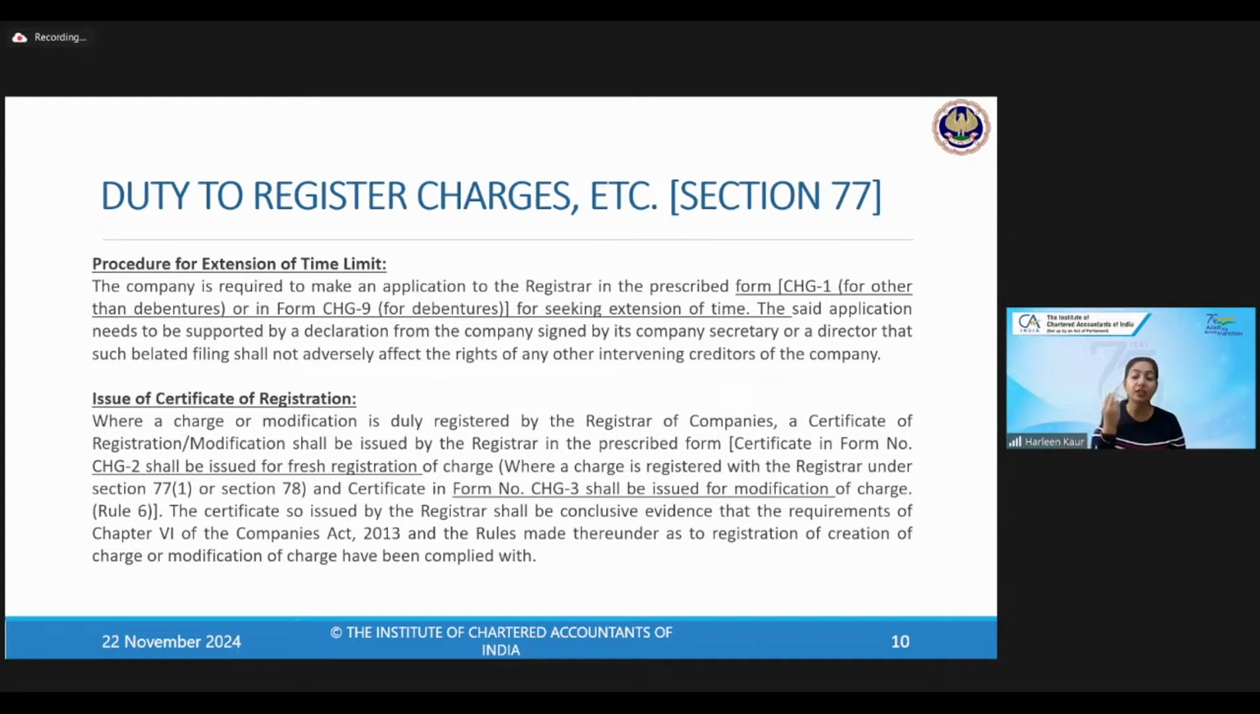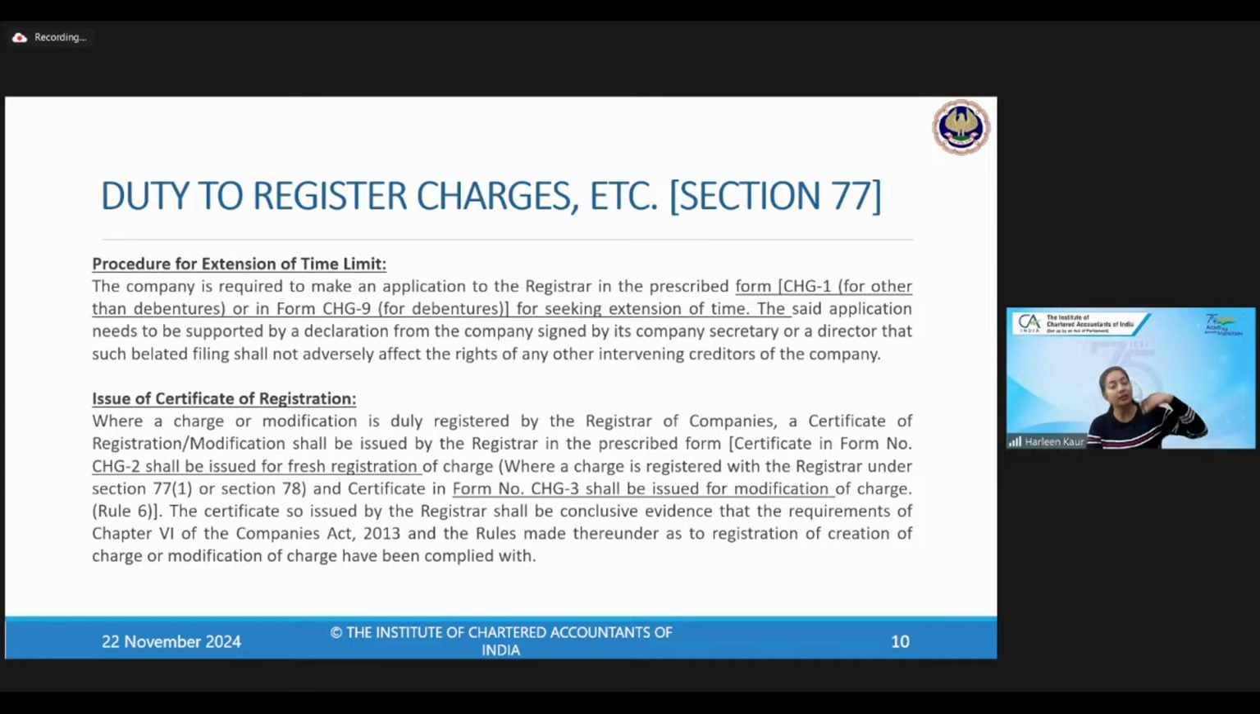So what is CHG 3 form? That is used for modification of charges. Modification will be covered in the whole topic later from the study also, because various types of modification are given. As of now, just understand CHG 2 form. It says CHG 2 where the charge is registered under section 77 or section 78. There CHG 2 is given, which is the conclusive evidence that the company has complied with all the compliance. Leave CHG 3 for now, don't go into CHG 3.